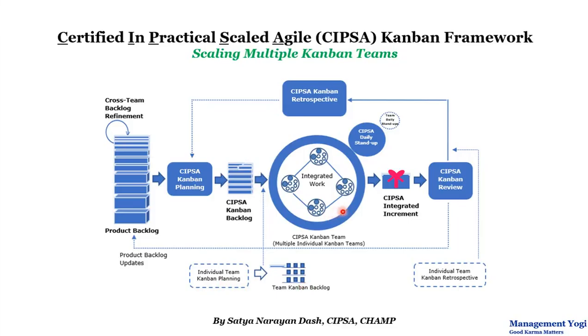Next, the work begins. As the work begins, we'll have the CIPSA daily stand-up, where the needed representatives from the CIPSA team will be participating. This will be facilitated by the principal flow master. In Kanban, the principal flow master is the mirror reflection of the principal scrum master as in Scrum. The CIPSA daily stand-up will be preceded by the individual team level daily stand-up, which is shown in this dotted circle.